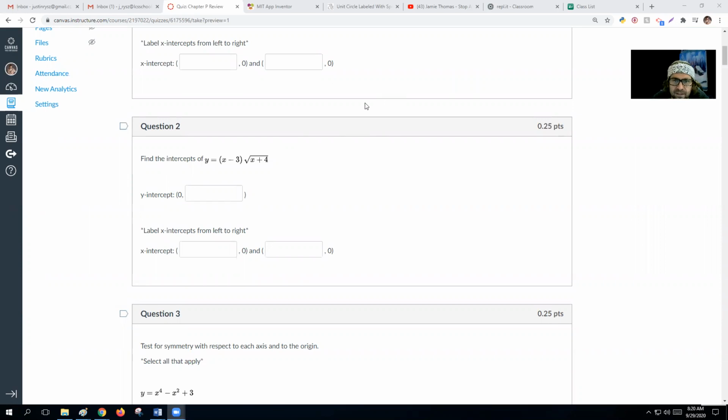Alrighty, next problem here. We have to set 0 in for all the x's. So y equals 0 minus 3 times the square root of 0 plus 4. So that would be negative 3 times the square root of 4, which is 2. So this would actually be y equals negative 6.